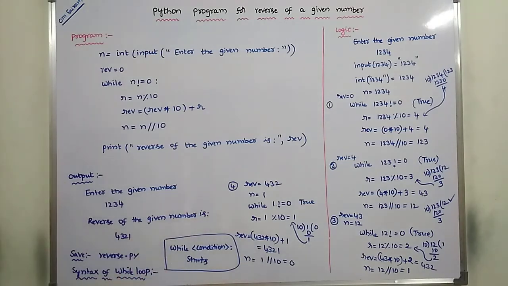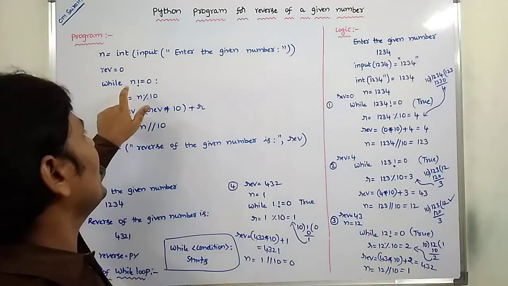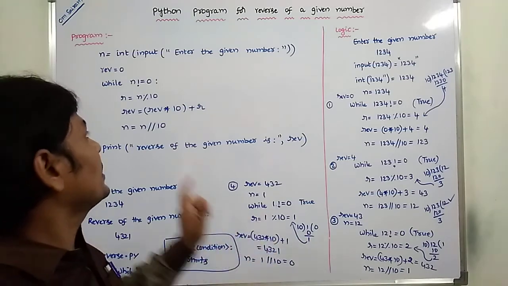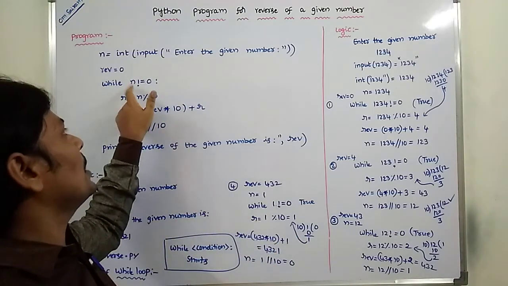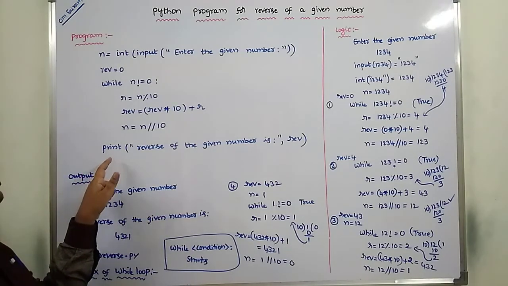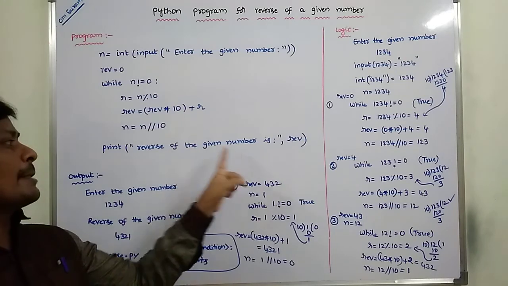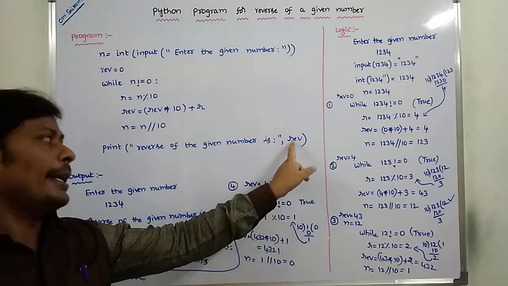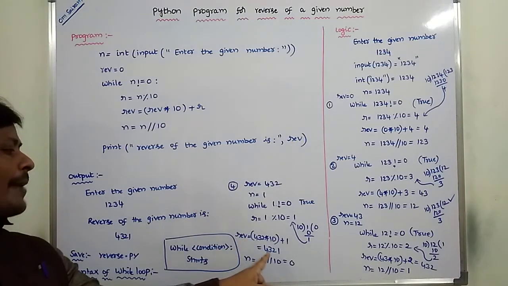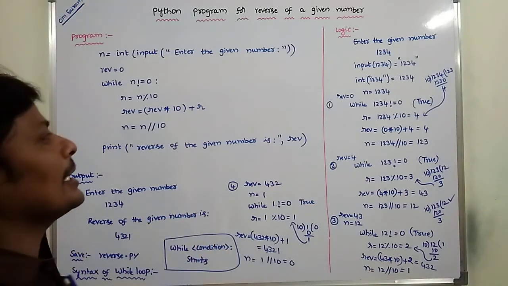After the iterations, N value becomes 0, REV value is 4321, N value is 0, and 0 not equal to 0 is false. Then the control goes to the next statement after the while loop, and displays this message: reverse of the given number is REV. REV, how much value are we getting? 4321.